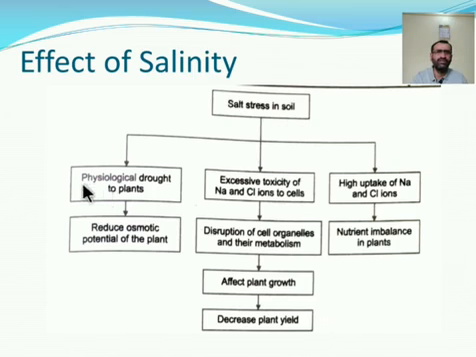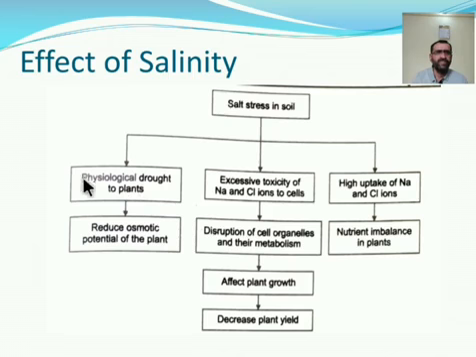This salt stress in the soil may be a physiological drought to the plant. Excessive toxicity of Na and Cl ions to the cell, high uptake of Na and Cl ions, reduced calcium, okay, and reduced osmotic potential of the plant, okay. Nutrient imbalance in the plant.